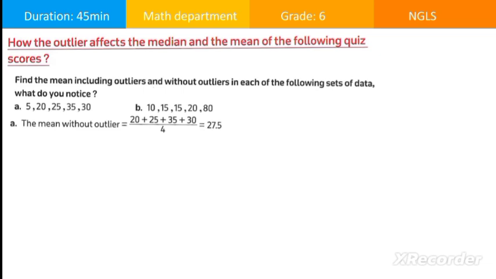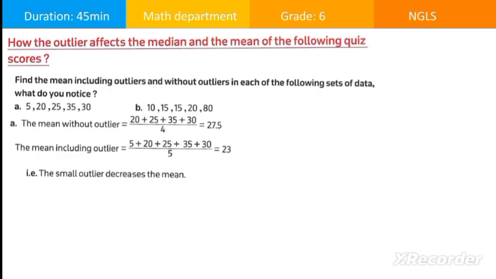With the outlier, it will be 5, 20, 25, 35 and 30. So the mean is 5 plus 20 plus 25 plus 35 plus 30 over 5 equals 23. What about 27.5 and 23? The mean decreased because the outlier is smaller than most of the values.